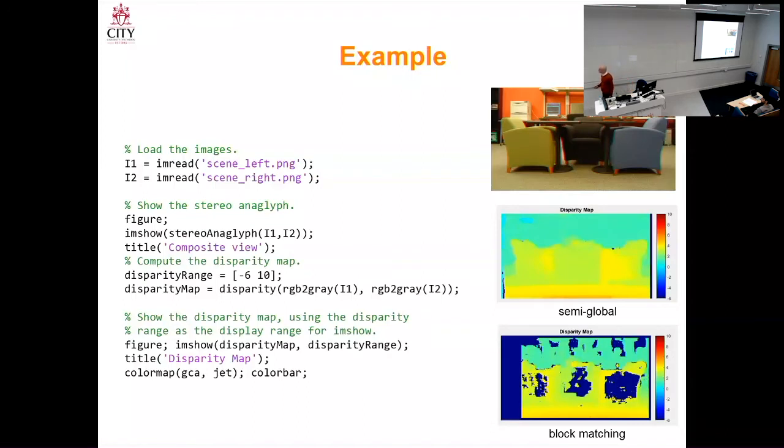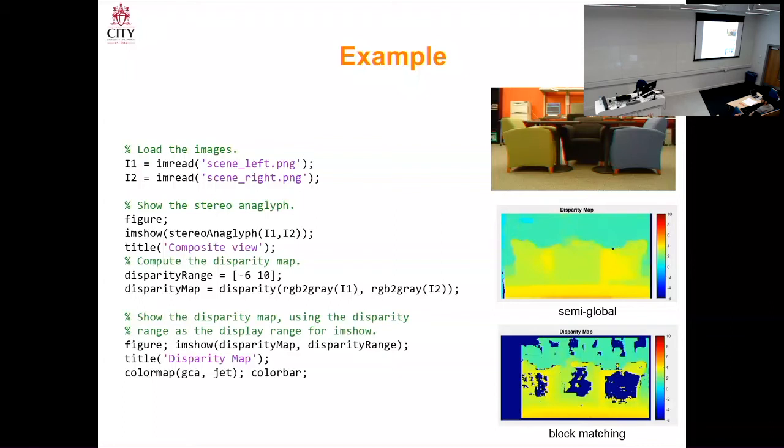And here's an example. So I'm going to load two images. Okay, I've got the left image and the right image. Here is one of those images. And here I'm going to compute the disparity using this disparity function. Once I have this disparity map, then I can visualize it.